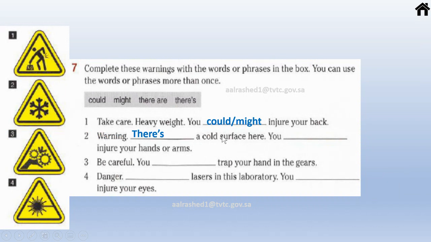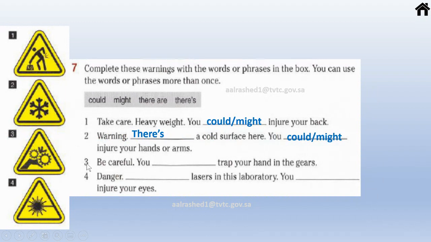What would happen if I didn't follow this warning? You injure. Basically like number 1. Injure your hand. We don't know. There is a possibility if you didn't follow this warning, you might or could injure your hand.